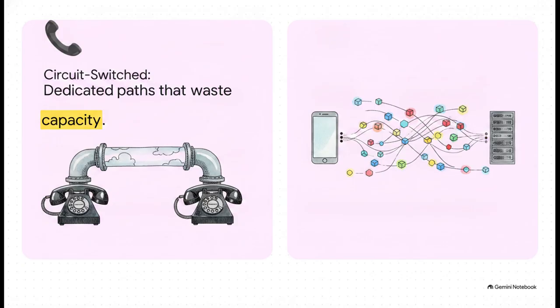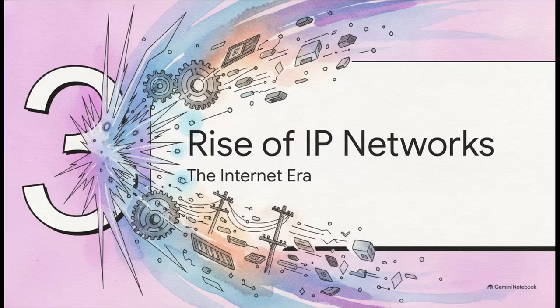I mean, downloading a web page or sending an email happens in these really quick, intense bursts, not continuous streams. So that inefficiency totally paved the way for dynamic, packet-switched IP networks that are perfectly suited for bursty data. Which naturally leads us into leap number 3, the rise of IP networks, or the Internet era.